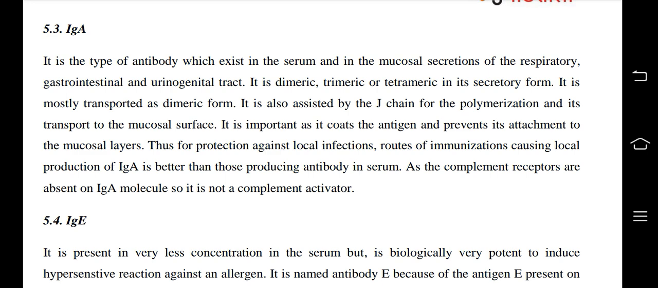Here, what is it? IgA. So it is dimeric. It is dimeric, and trimeric and tetrameric are also possible in its secretory form. It is mostly transported as dimeric form. It is also assisted by the J chain for the polymerization and its transport to the mucosal surface.